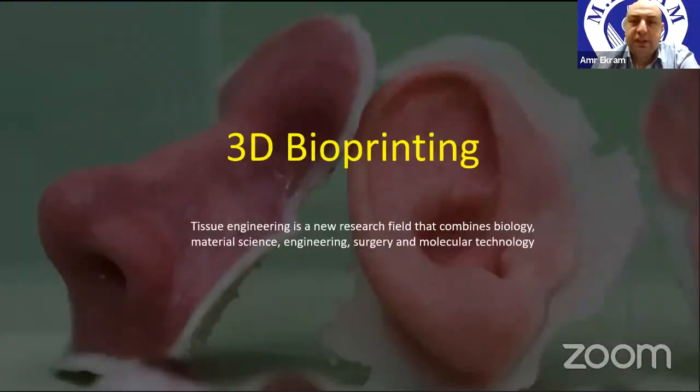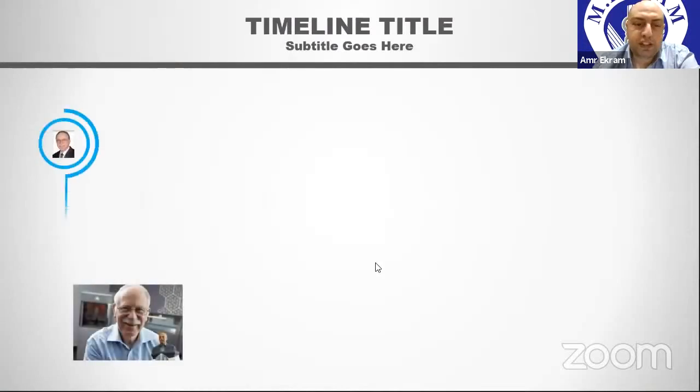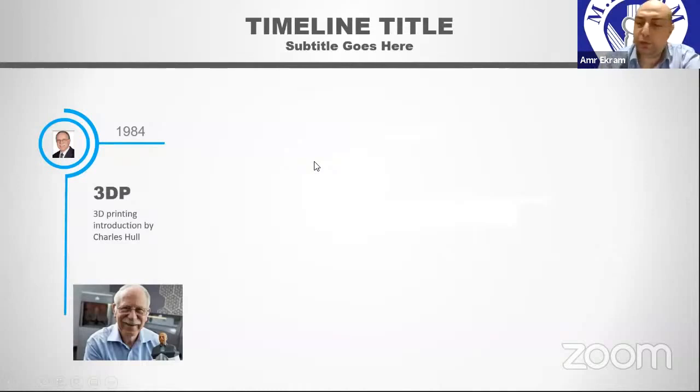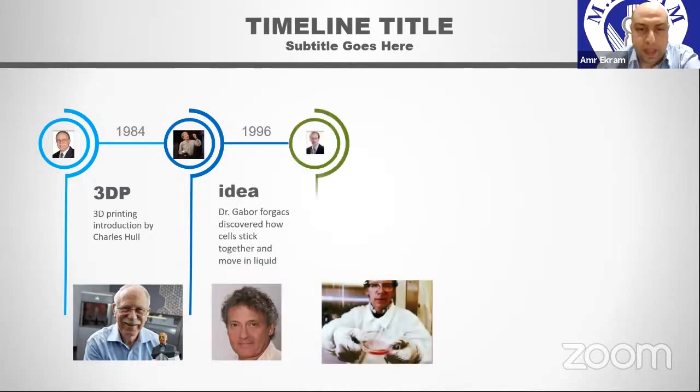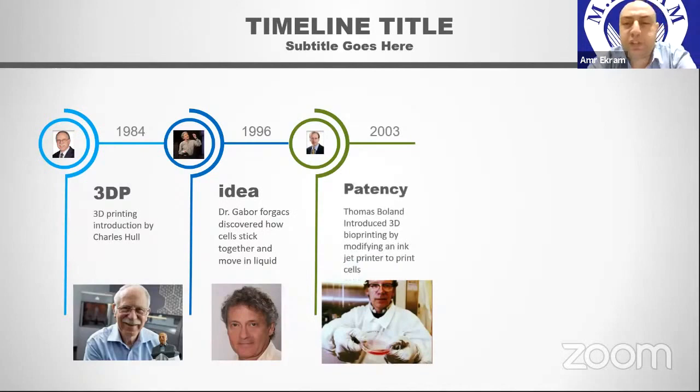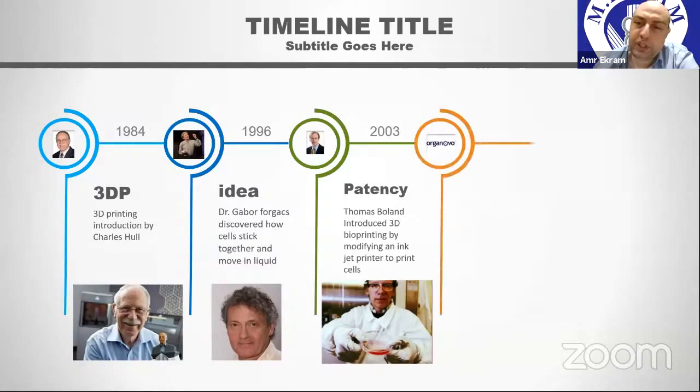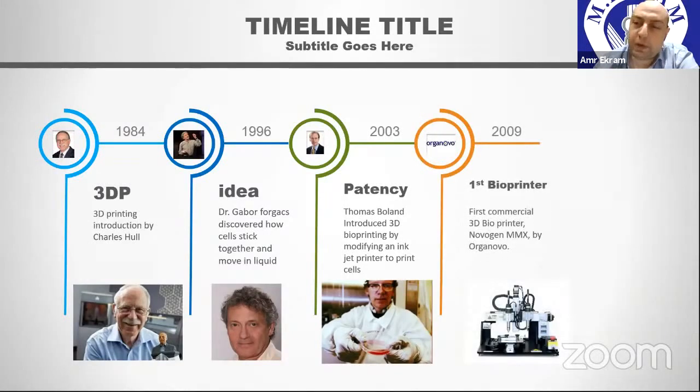Another breakthrough in the smart era in digital dentistry is 3D bioprinting, which means that you can print living organs. The idea started with regular 3D printing by Dr. Charles Hull in 1984. He invented the 3D printing that we use nowadays in our office. Then in 2003, Dr. Thomas Boland had the patent, and the first 3D bioprinter was introduced to the market in 2009.